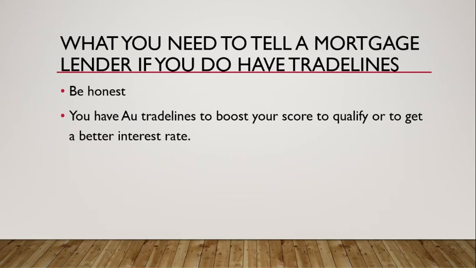Let them know, hey, look, I had AUs to get my scores up, to get a better interest rate, to qualify. What can we do from here if I am qualified? More than likely you will be, because the minimum you need is a 620. But you just want to be honest throughout the whole process, because you're buying a home.